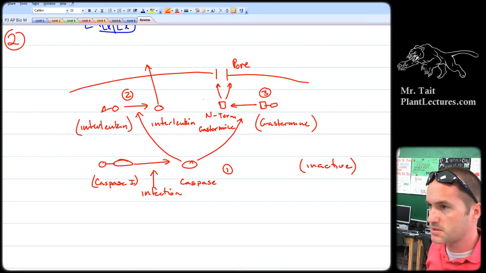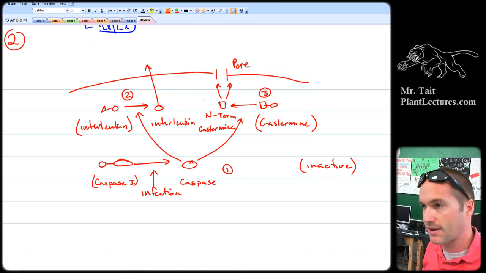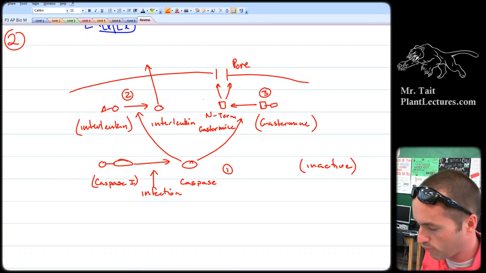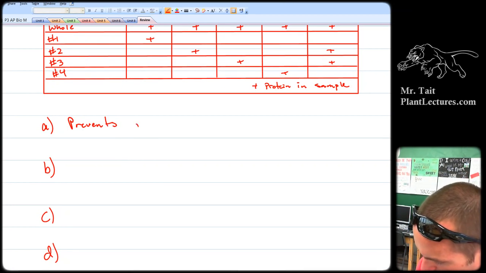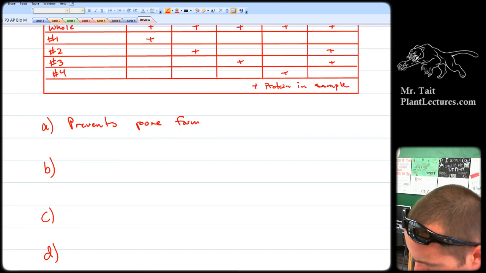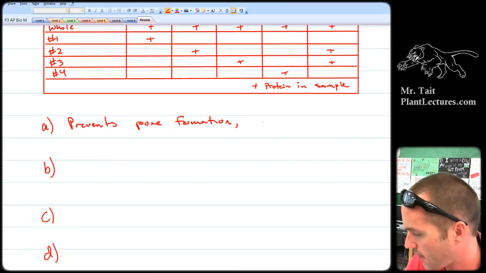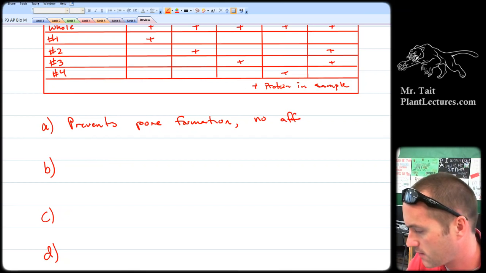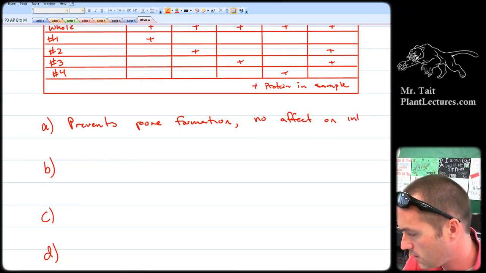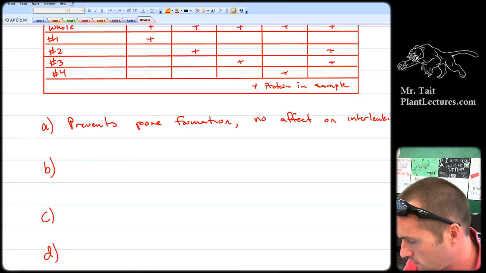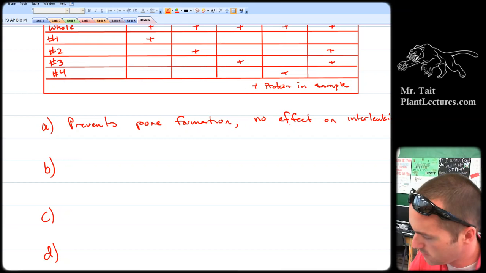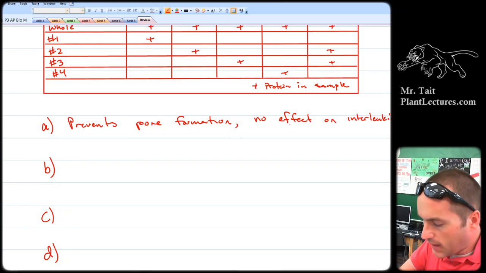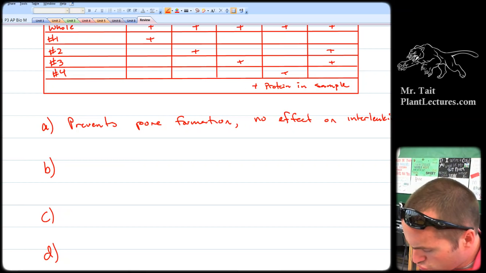Step 2 comes before step 3, and therefore it should not have any effect on the interleukin release, but it prevents pore formation, right? So we would say prevents pore formation. No effect on interleukins. Okay? All right. So then that was 2 points there.